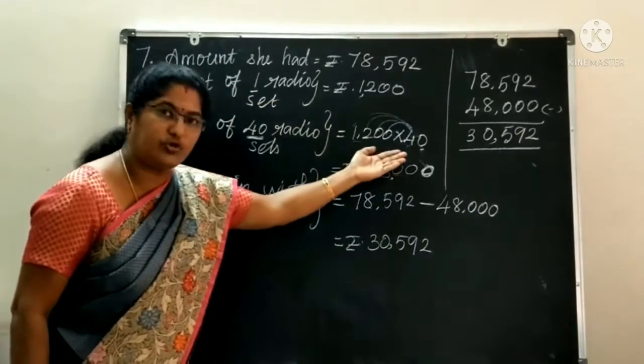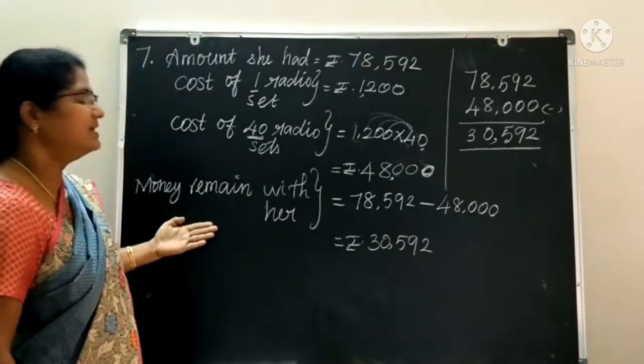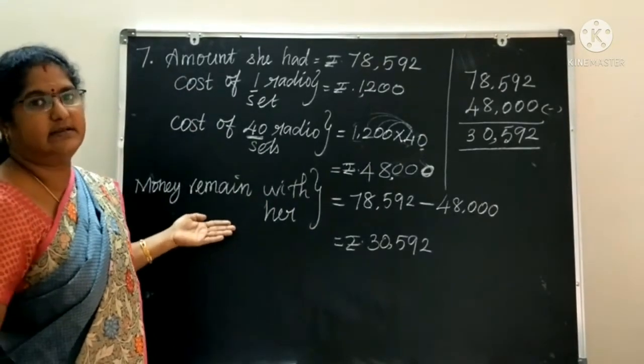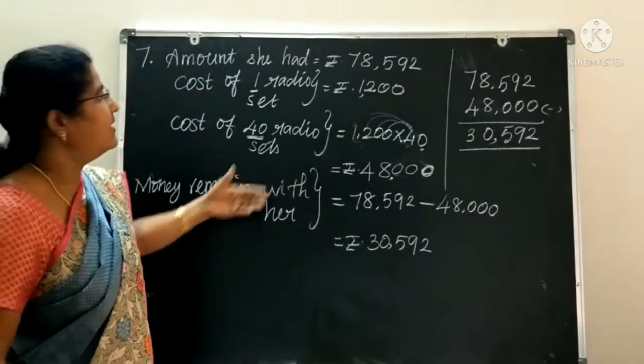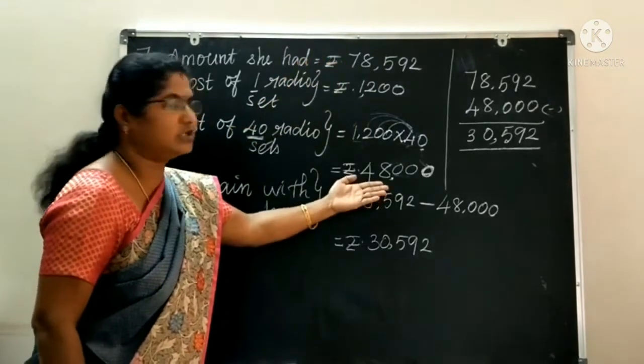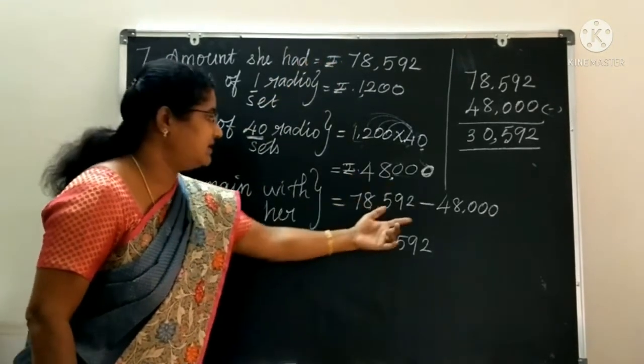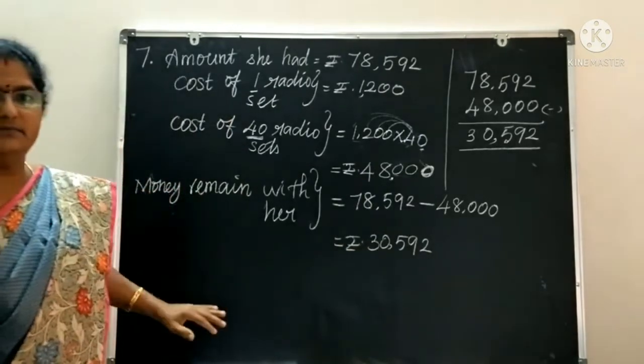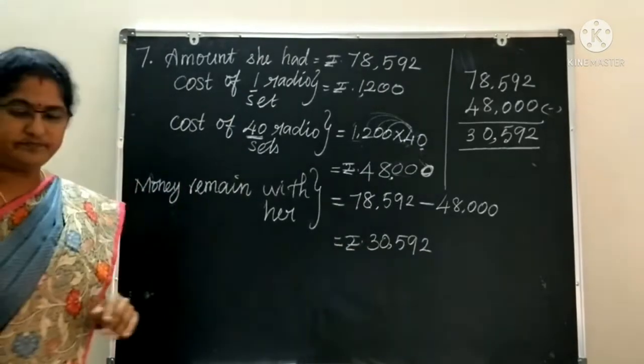For that you have to multiply. Then how much remains with her? So here we use subtraction, from the total amount take away what she spent for radio sets. Subtract, you will get the answer. Clear? Write down.